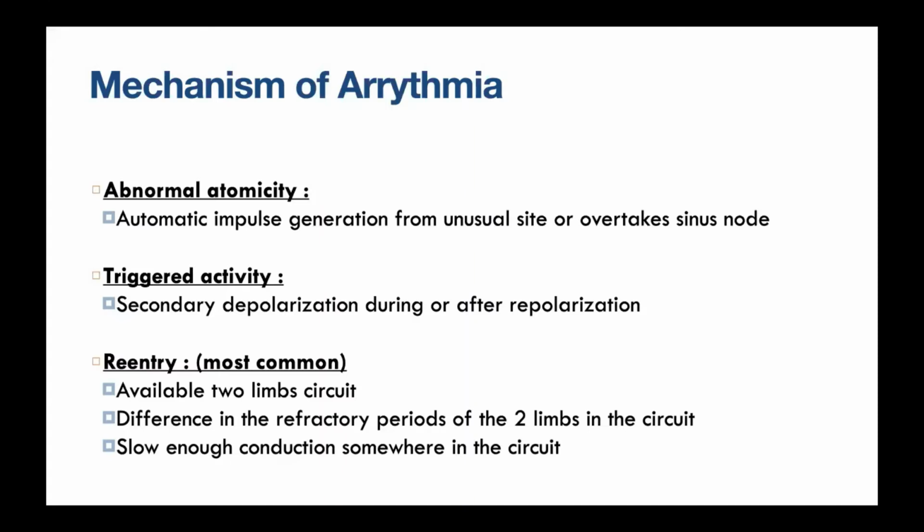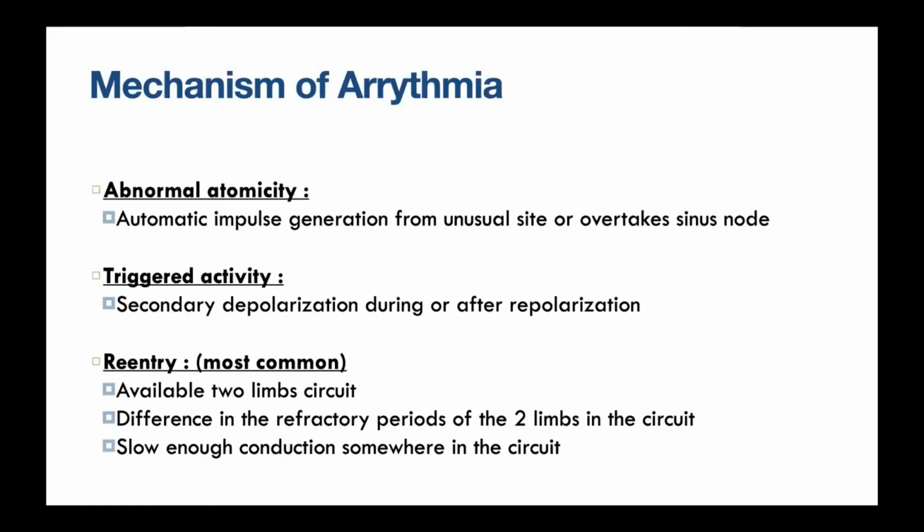For reentry tachycardia, to have a reentry we need a circuit, and to start the tachycardia or the arrhythmia, the circuit has to have two limbs. These two limbs have to have different refractory periods, so one limb has a longer refractory period than the other. At the same time, they have discrepancies in the speed of conduction, so one will have slow conduction and the other faster conduction.